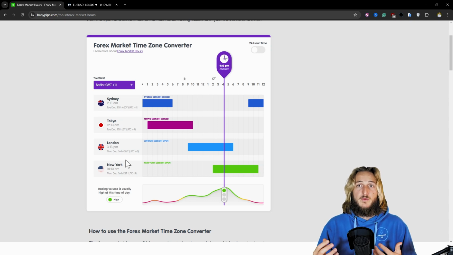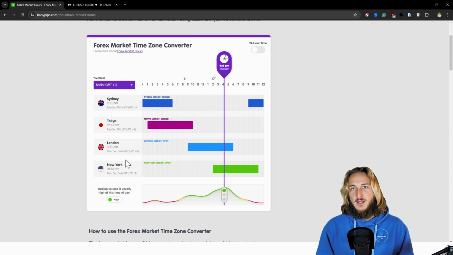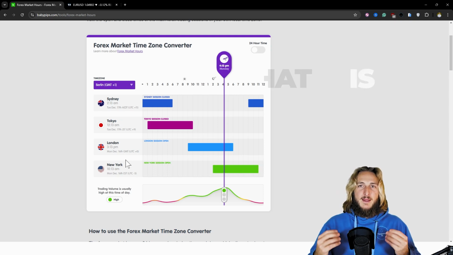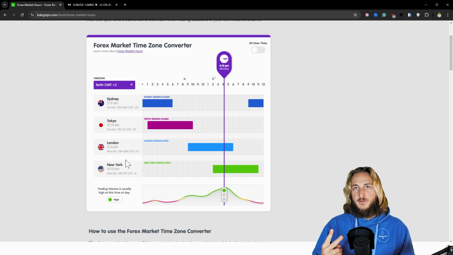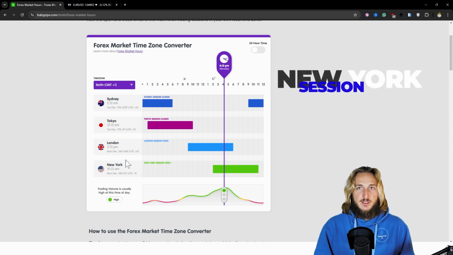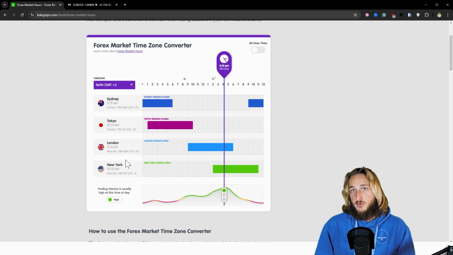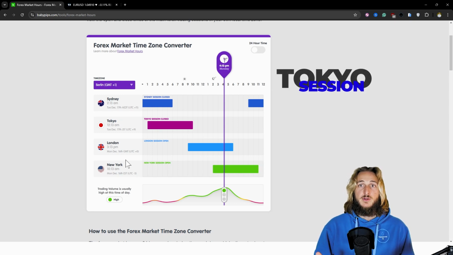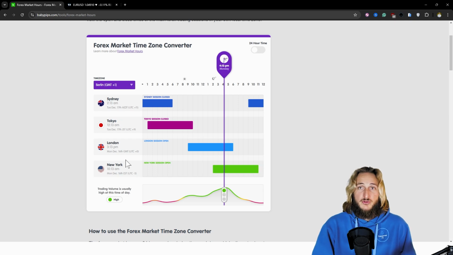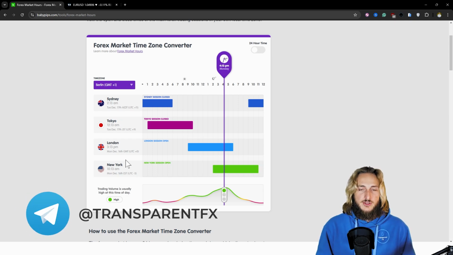So essentially, when people refer to market hours, usually they're referring to, okay, are we in the London session? Are we in the New York session? But there are actually 2 major differences between these sessions. First of all, the players involved. Obviously, during the New York session, there will be more players of the US involved in that market. For the Tokyo session, there will be more Asian players trading the Asian session.